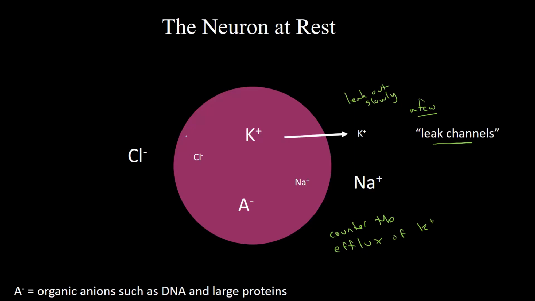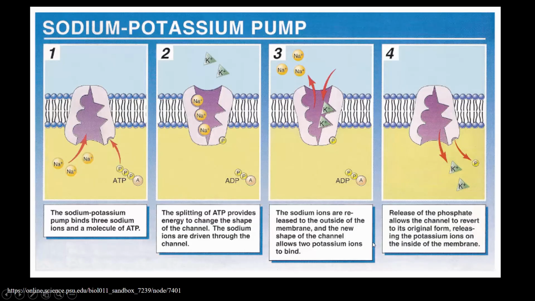Okay. So at rest, sodium and chloride are not moving. Potassium is slowly leaking out through these leak channels. In order to stay alive, we have to counteract that. And the way we do that is something called the sodium-potassium pump. So the sodium-potassium pump, you can see, is a big protein that goes through the membrane. It's essentially going to exchange sodium and potassium. It's going to take sodium from inside the cell and pump it out.